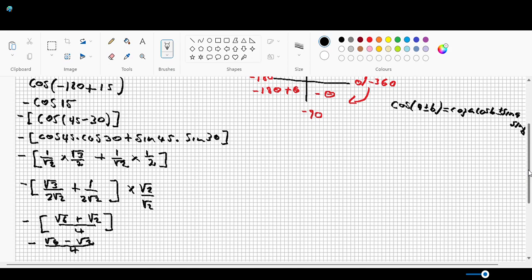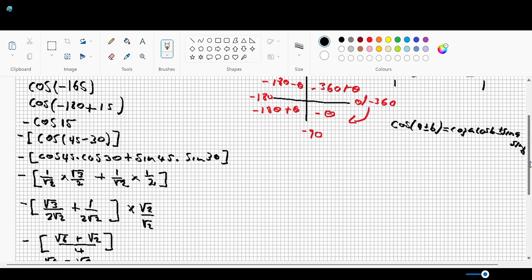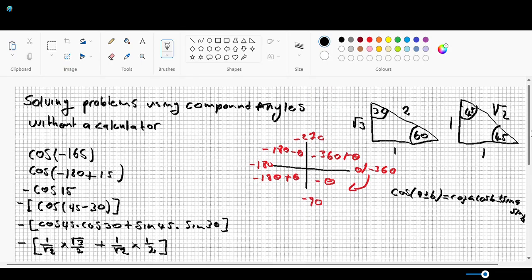Guys, I've made 3 examples based on this type of problem, so you can go and watch them. I try to use different signs for these trigonometric functions.